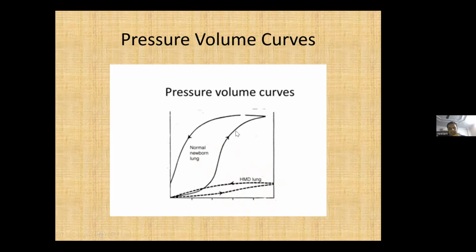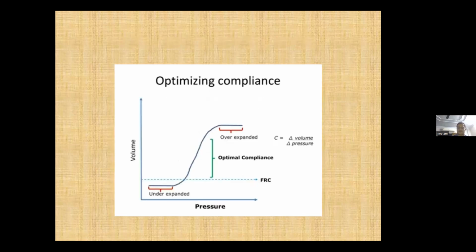Whereas if you increase the pressure, you can see that there is a significant change in volume. Even in an RDS lung, once you give surfactant, over a period of time the curve which was steep and flat initially will eventually become erect and more towards the y-axis. So this indicates an improvement in the lung compliance.